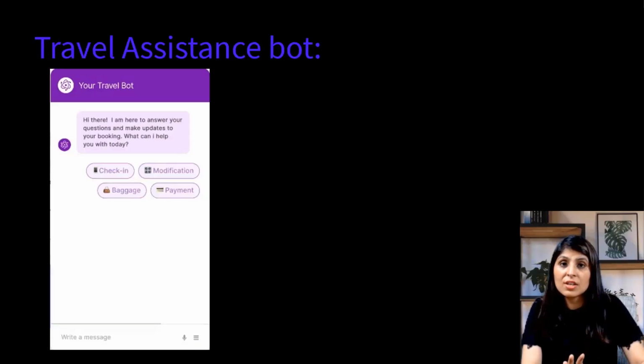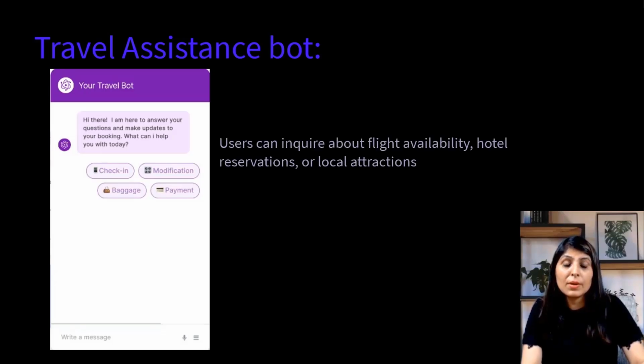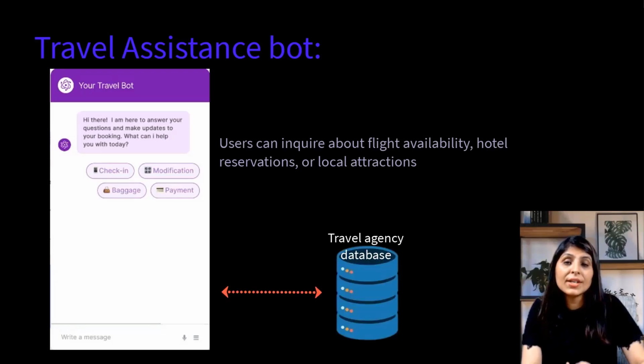Now, another example is a travel assistance bot. Imagine a travel agency deploys a chatbot to provide travel information and booking assistance. A user can inquire about flight availability, hotel reservations, or local attractions. This chatbot has access to the agency's travel database. When a user types a question in the chatbot, it translates the question into SQL queries to fetch the current flight schedules, hotel availability, or travel activities from the database, right? So this is how they can use it.